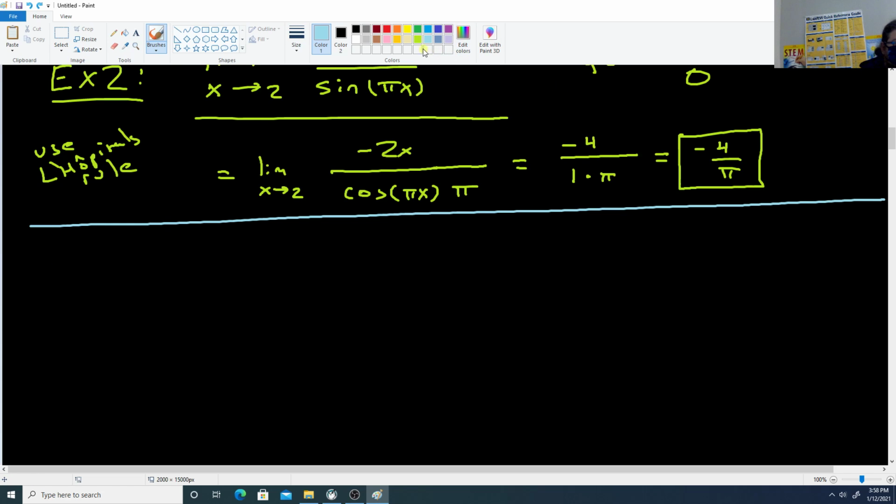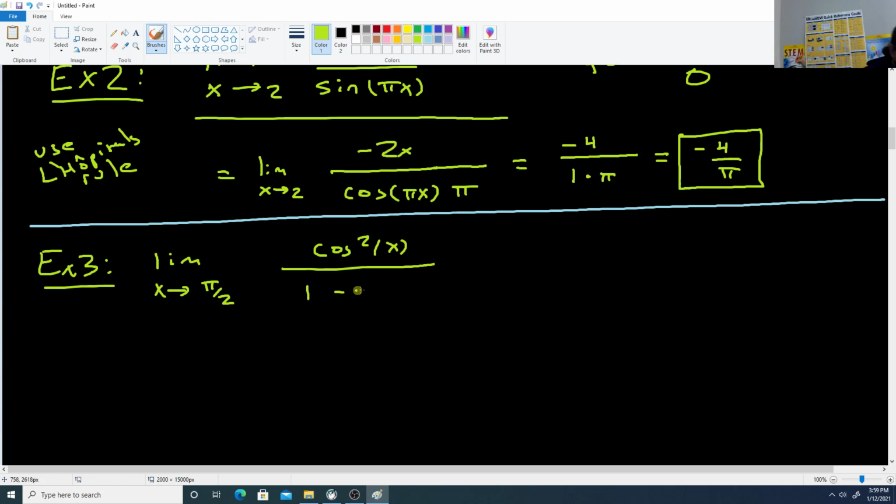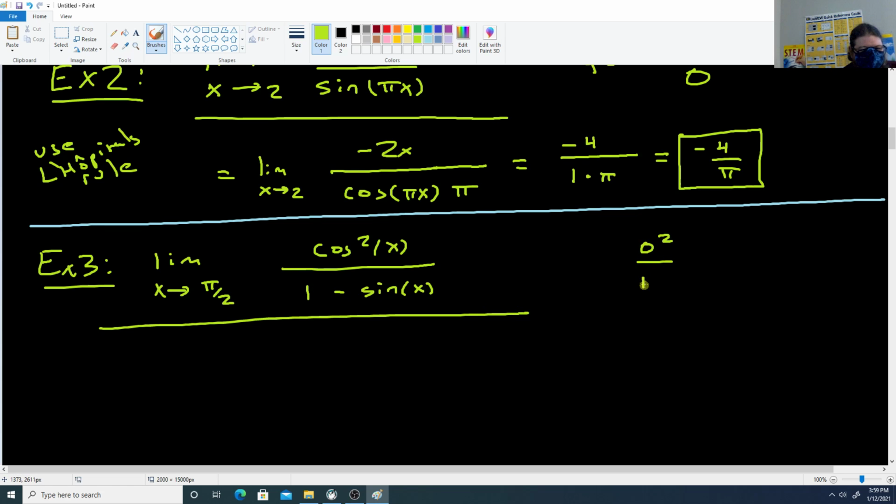All right, so we're going to take a look at example 3 here. Oops, let's use back to our green color here. All right, so this one says we want the limit as x approaches pi over 2 of cosine squared of x, all that over 1 minus sine of x. So when we look at this, cosine of pi over 2 is 0, so the top becomes 0 squared. The bottom is 1 minus sine of pi over 2, which is 1. So we get 0 over 0 form again, so we're okay to use L'Hopital's rule.